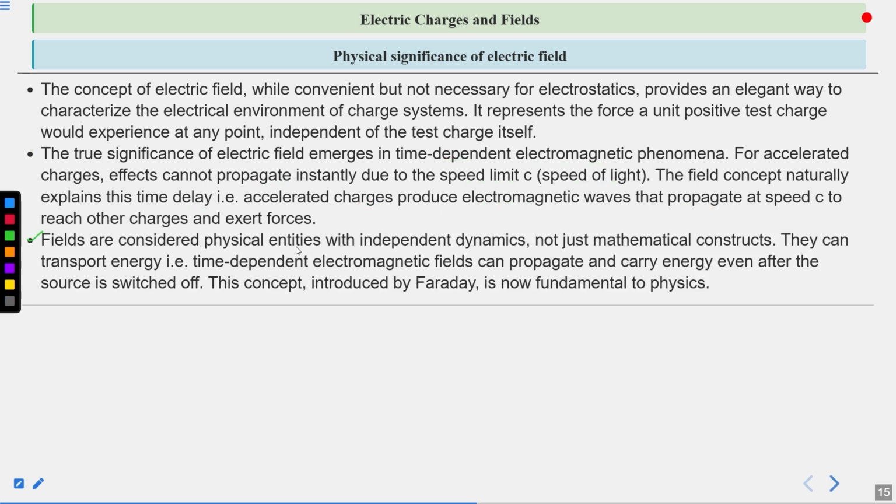Fields are considered physical entities with independent dynamics, not just mathematical constructs. They can transport energy: time-dependent electromagnetic fields can propagate and carry energy even after the source is switched off. This concept, introduced by Faraday, is now fundamental to physics. So these are some physical significances of the electric field.